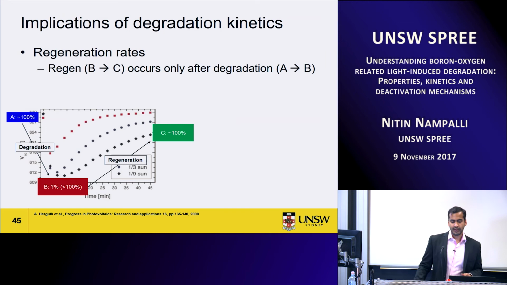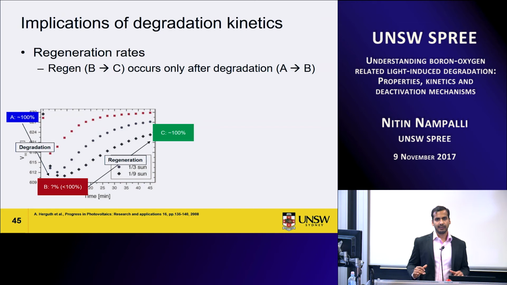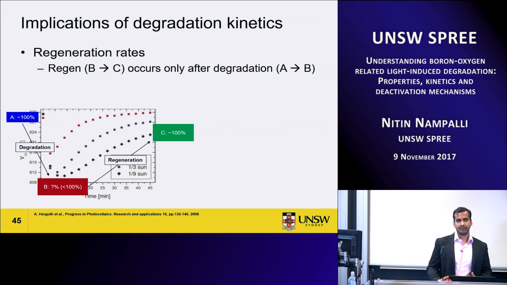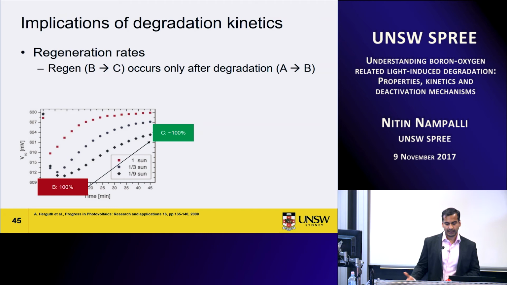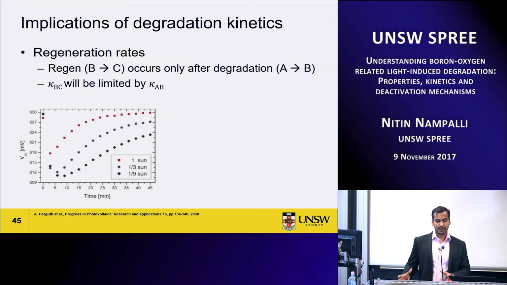So what this means is the reaction rate for regeneration, regeneration only happens after you've got enough defects in state B. So in this case, because the regeneration is only happening after you have enough in state B, your recovery might be slower, whereas let's say instead of starting out in state A, we started out everything in state B, so you light soak the wafers first, and then you try to illuminated anneal it, then you might get a very different rate of lifetime recovery. So in other words, the reaction rate for regeneration can be limited by the degradation reaction rate.